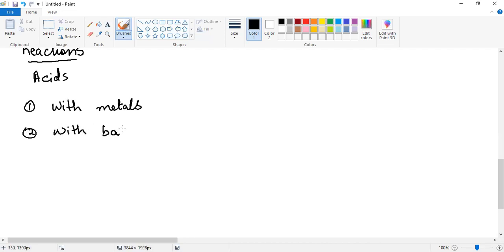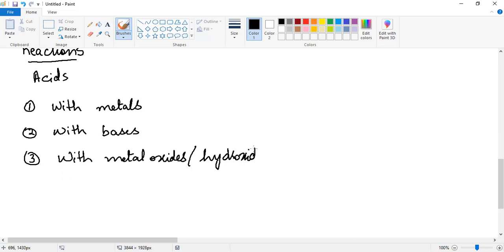otherwise known as the alkali, with metal oxides, with metal hydroxides as well, with carbonates, and with hydrogen carbonates as well.